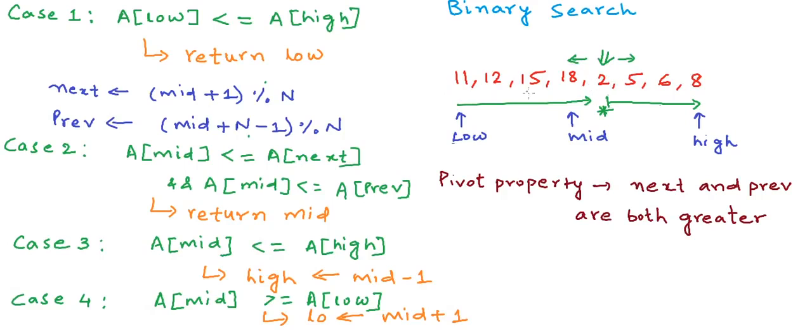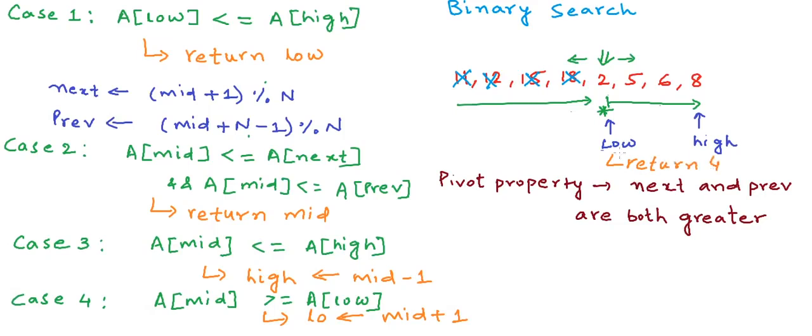So now we need to adjust low to mid plus 1. So we have discarded these elements from our search space. Our new search space is starting at 2. Now this array is sorted. Case 1 is true for this segment. Sorry, this segment is sorted. So we simply return the index of 2, which is 0, 1, 2, 3 and 4. So we return 4 here and our search is over.